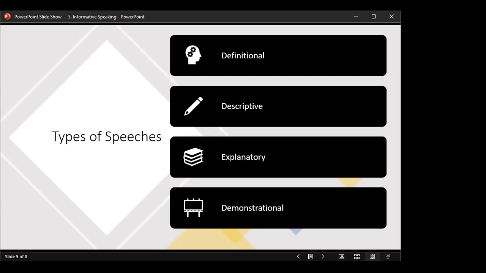If I want to do a definitional speech, I could do an informative speech about what makes a cheeseburger a cheeseburger. How do we categorize it? How do we define it? What is it? Well, when I think of a cheeseburger, I think of a bun, a patty, typically beef, because when it's something else, we call it a turkey burger, a veggie burger, a salmon burger.